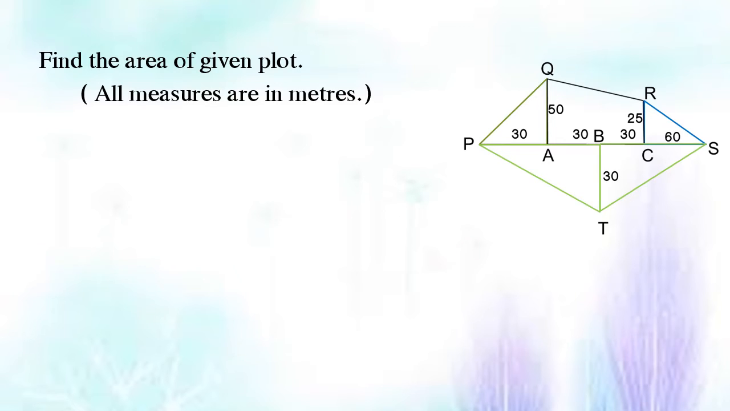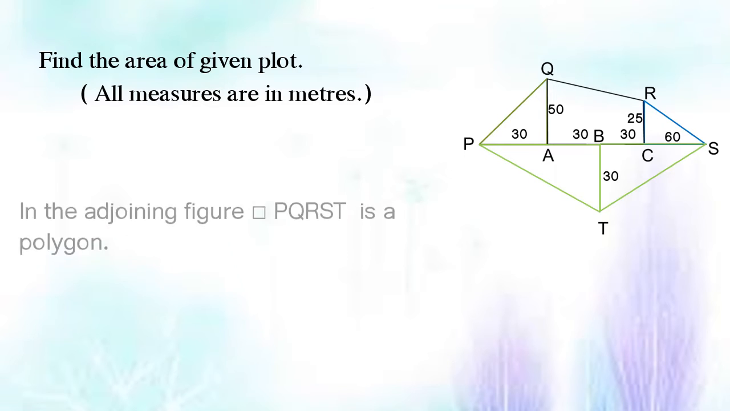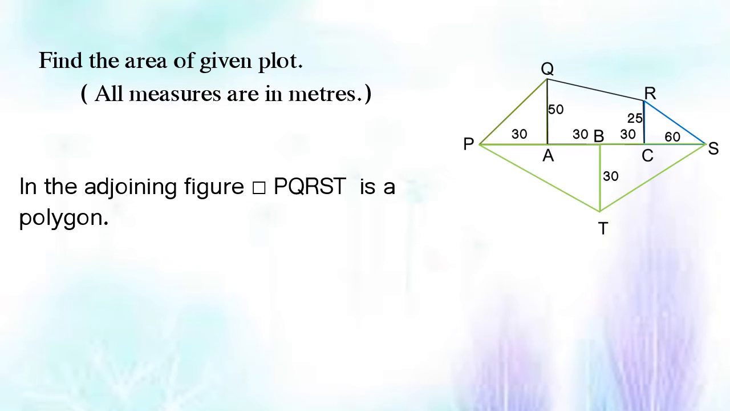Coming to the example, find the area of the given plots. All measures are in meters. Now observe this figure carefully. This is a polygon, right? Now there is no formula for such a diagram or such a figure. So in the adjoining figure, quadrilateral PQRST is a polygon. It is made up of triangle, trapezium, sometimes it may be rhombus or parallelogram, etc.